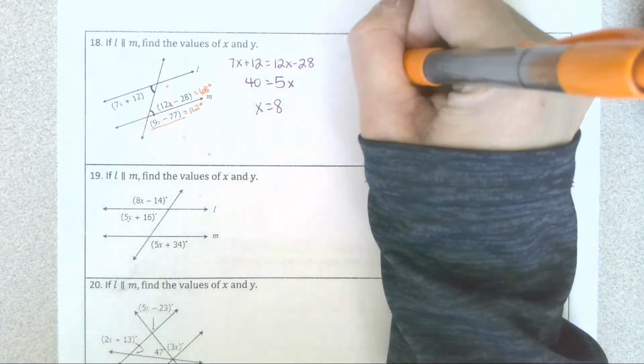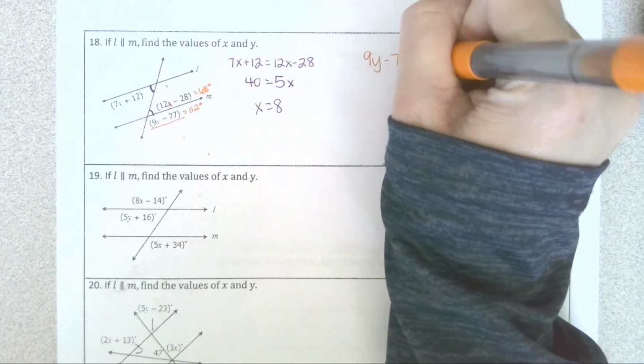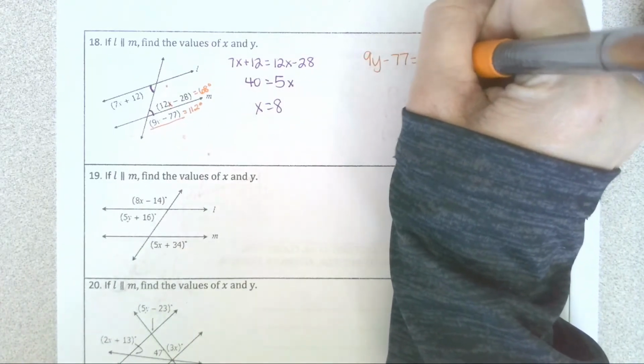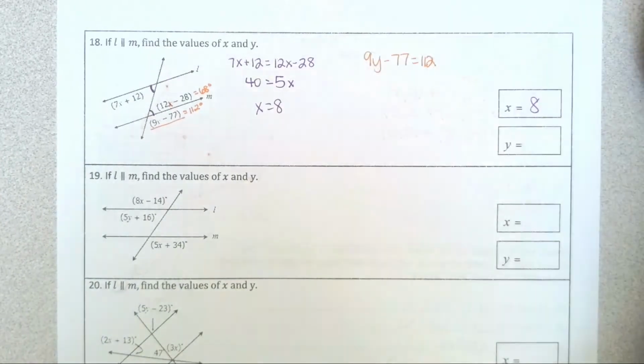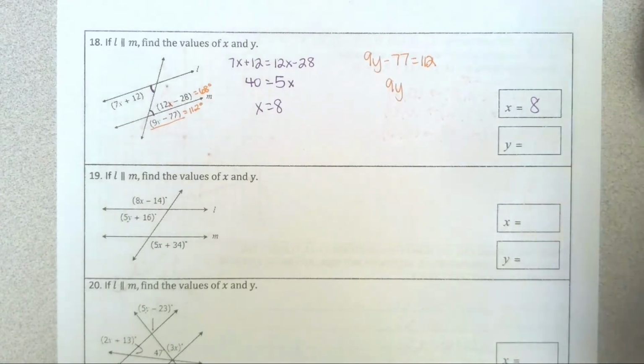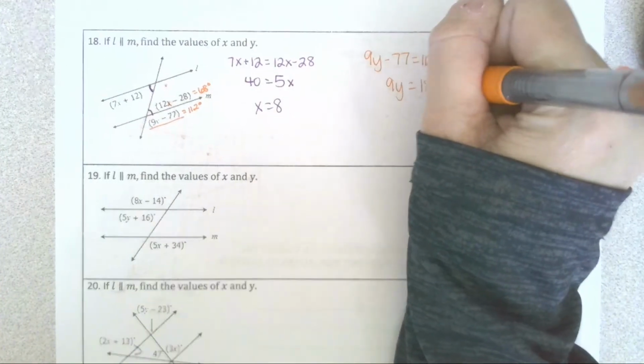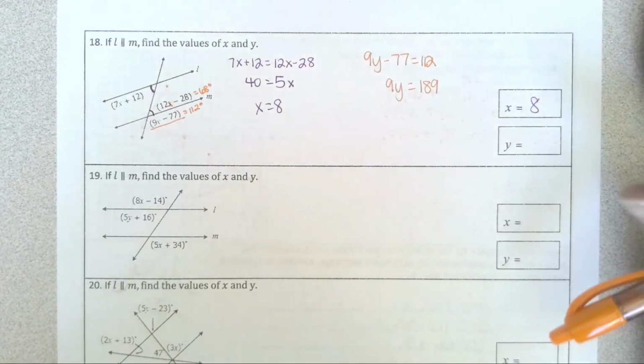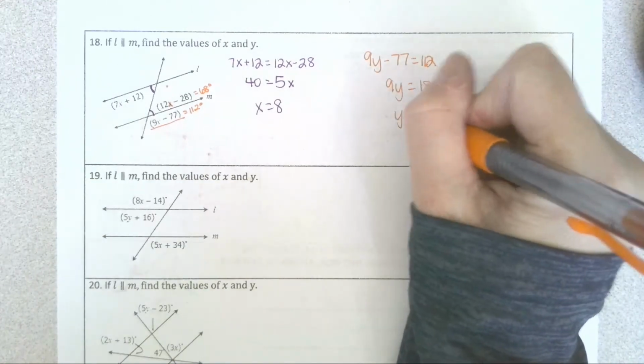So I can take 9y minus 77 and set that equal to 112. I can add 77 to both sides, which gives me 189. Divide by 9, and y is 21.